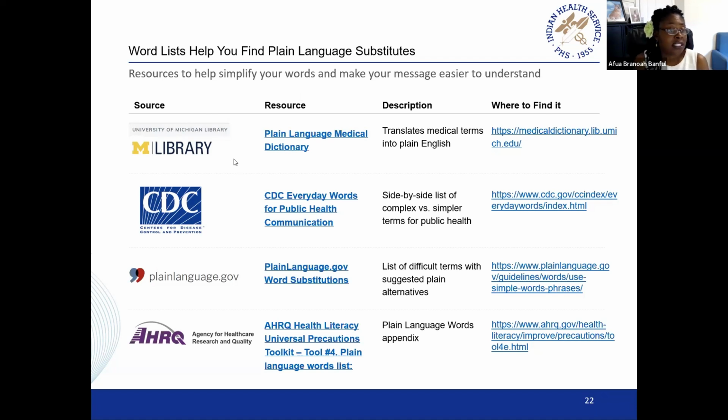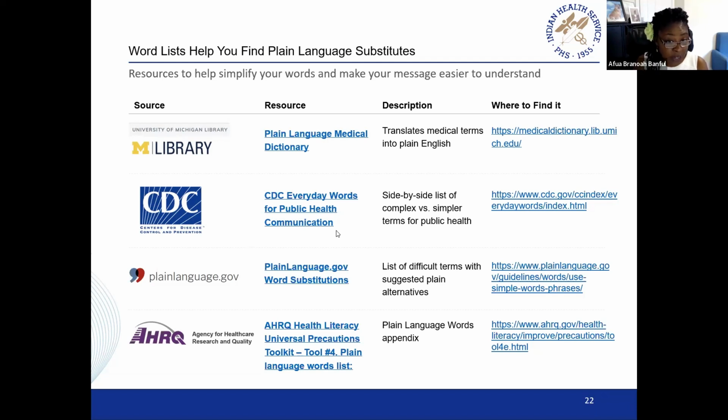So these word lists, essentially, are there to help you find plain language substitutes for things that you may have to say a lot or often. The University of Michigan has this plain language dictionary. If you do have the deck, which I sent ahead of time, it's kind of fun. All of these are clickable, so see what is there, see the terms that you use and see if there are some plain language terms for them. It translates medical terms into more common everyday English words.